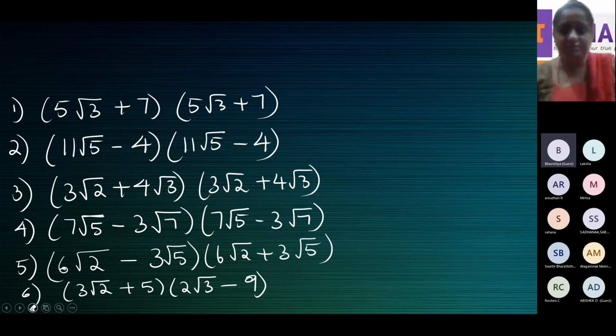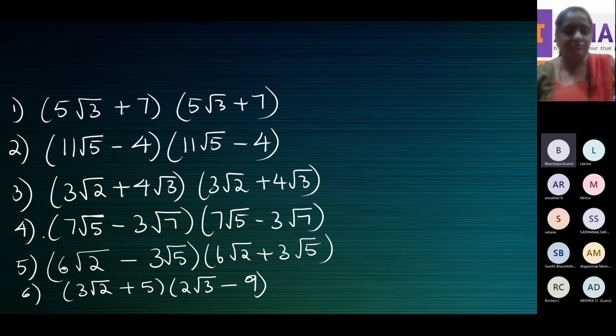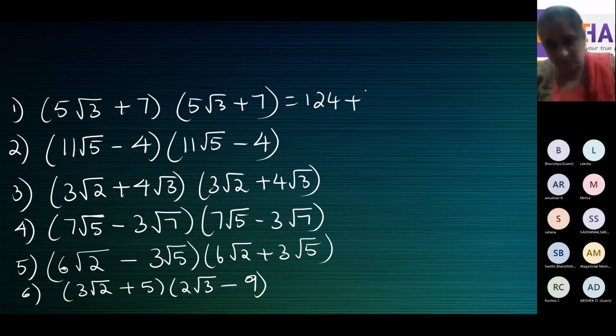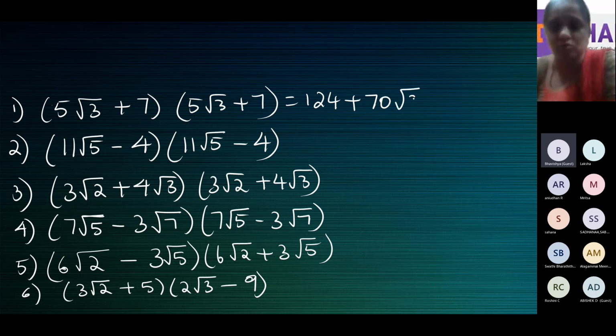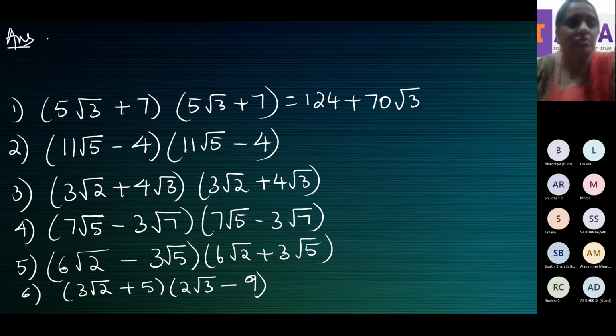Ma'am, may I? Yes. Ma'am, 124 plus 70 root 3, ma'am. 70 root 3, is it? Yes, ma'am. Okay. Children, see here what I'm working. It's nothing but 5 root 3 plus 7 the whole square.